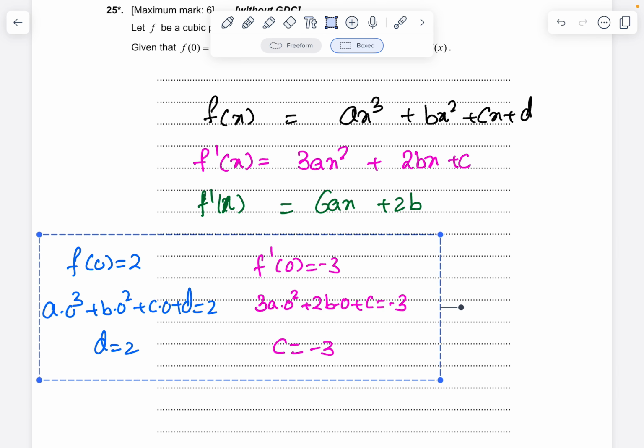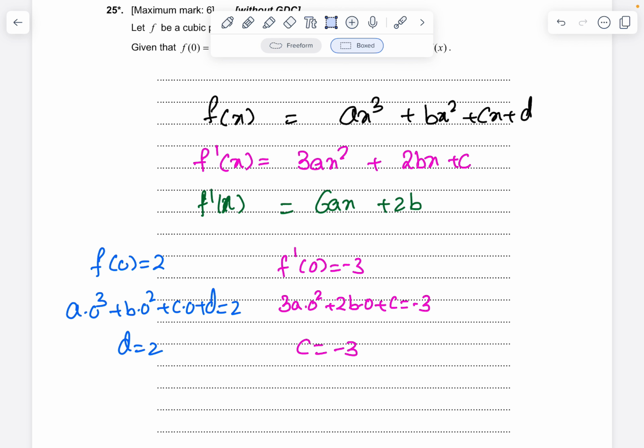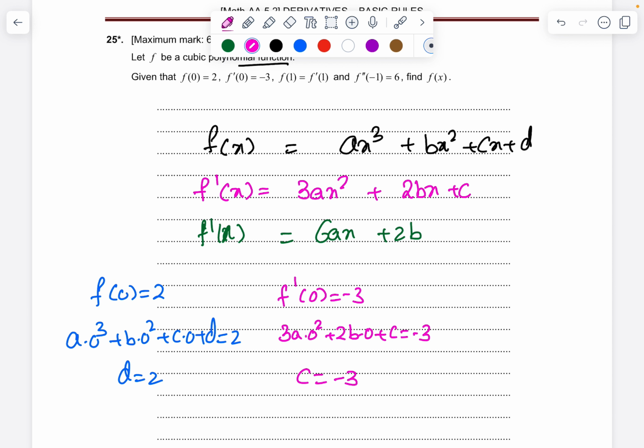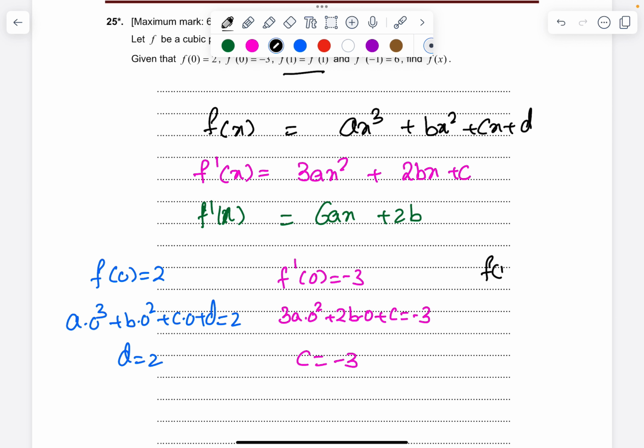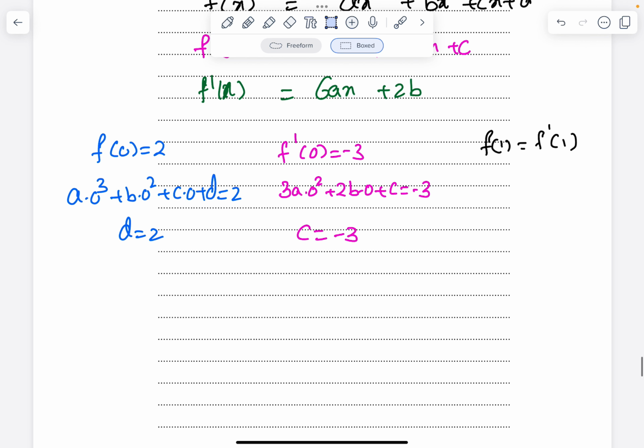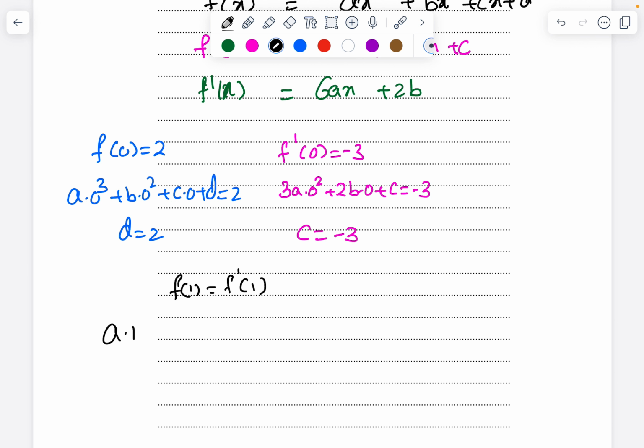I got the values of c and d. c is negative 3 and d is 2. And what else has been given over here? f of 1 equals f prime of 1. So we'll use that one. f of 1 equals f prime of 1. What does that become? a times 1 cubed plus b times 1 squared plus c times 1 plus d should be equal to 3a times 1 squared plus 2b times 1 plus c.